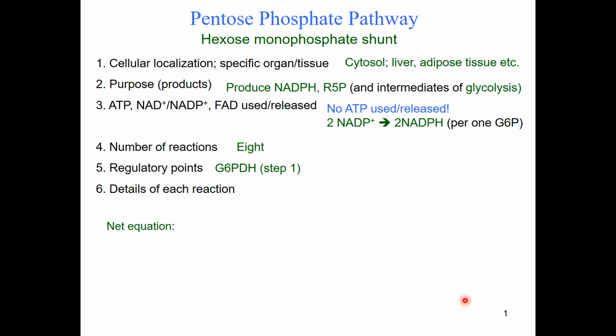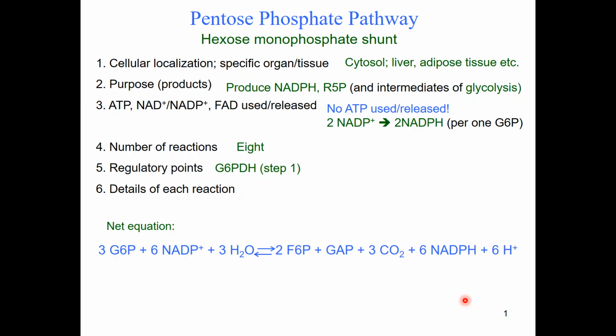Now we are going to go over the details of each reaction, but before we proceed, let us take a look at the net equation for this pathway. Here you see the balanced equation, and in order to balance it, we need to start with 3 molecules of glucose 6-phosphate. Since 3 molecules of glucose 6-phosphate contain a total of 18 carbon atoms, in the products we need to release 3 carbon atoms in the form of 3 CO2 molecules, and the remaining 15 carbon atoms will be distributed between 1 glyceraldehyde 3-phosphate molecule and 2 molecules of fructose 6-phosphate.